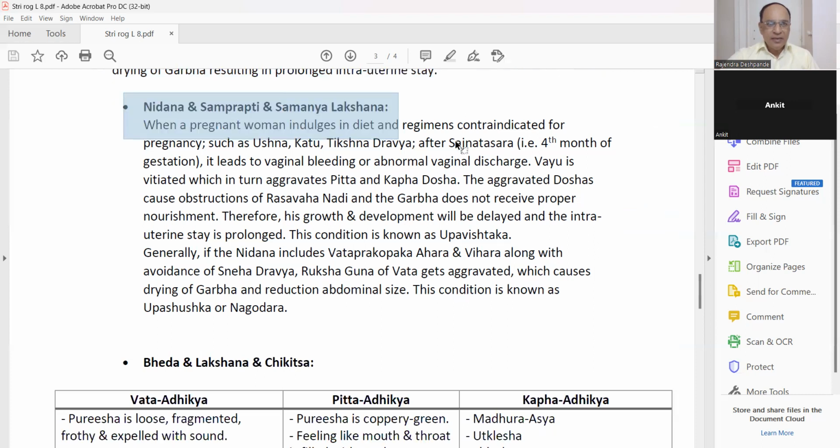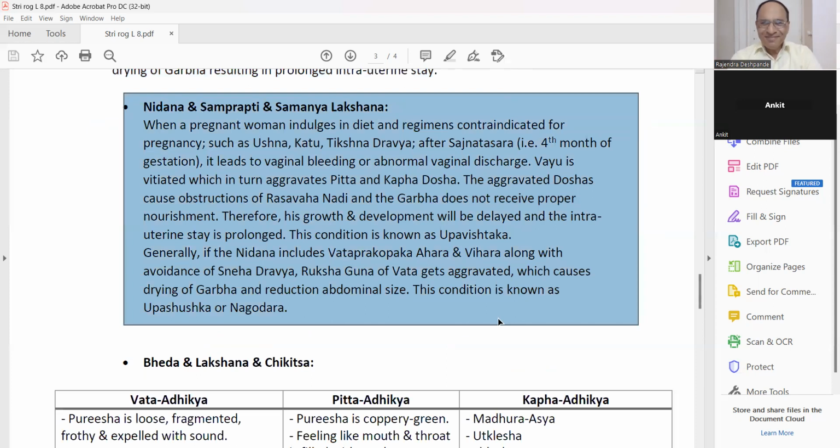Nidana Samprapti, just here. Can you see? When a pregnant woman is taking a diet and regimen, lifestyle, contraindicated to pregnancy. When we want stability, when we want growth, which dosha is important? Yes, Kapha dosha. Stability, growth, Kapha dosha. But what are the properties of Kapha dosha? Snigdha shito guru mandah shlakshna sandra mridu sthirah. These are the properties of Kapha.